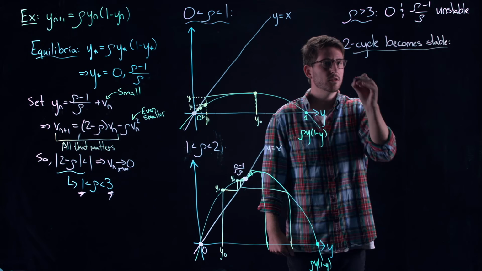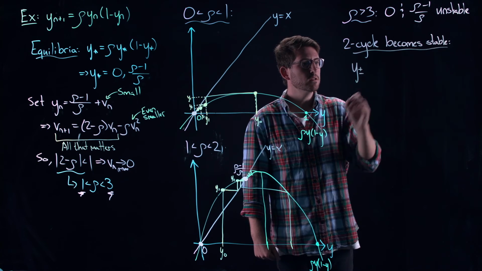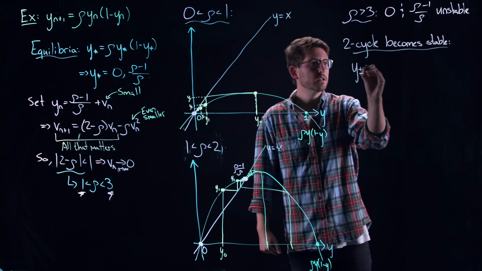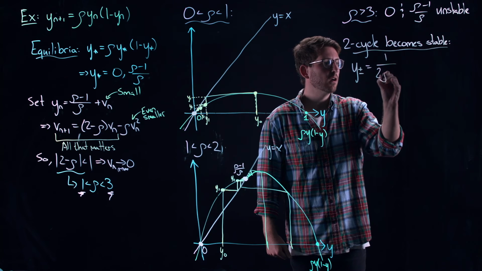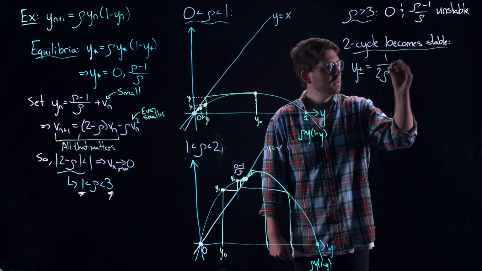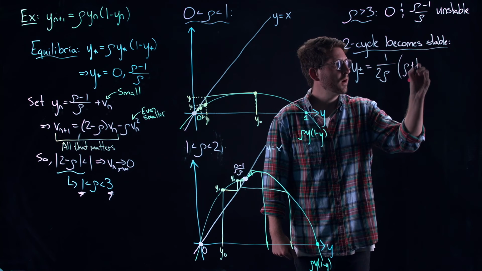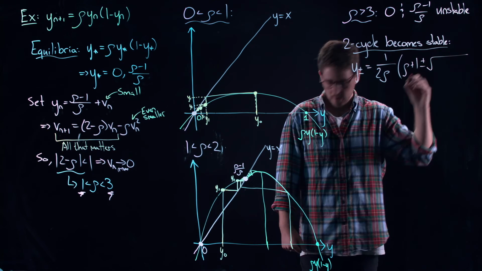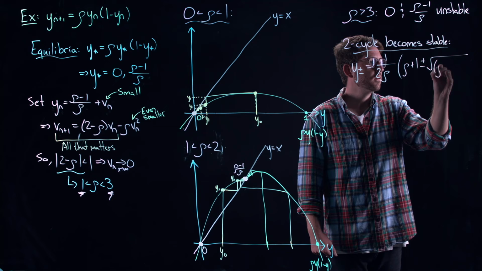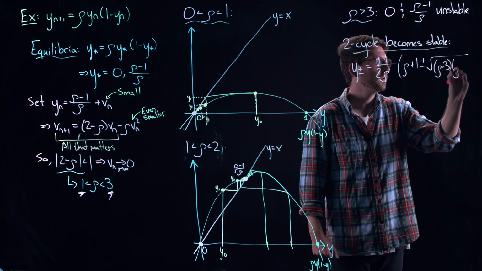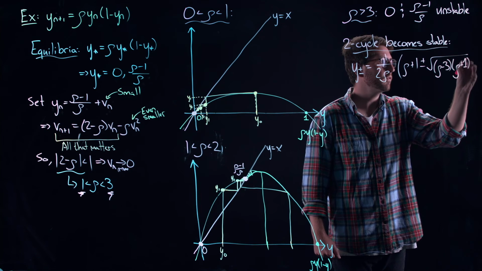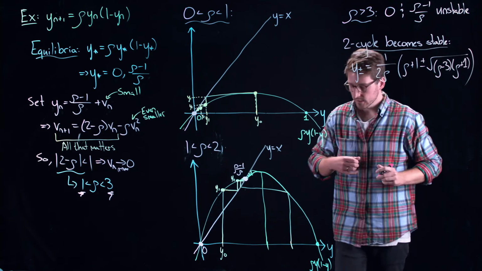And in this case, you get these 2 points, y plus or minus, which is equal to 1 over 2 rho, and then times rho plus 1. The actual values of this don't really matter too much. Rho minus 3, rho plus 1. But it's important for me to really explain what it is that I just said here.